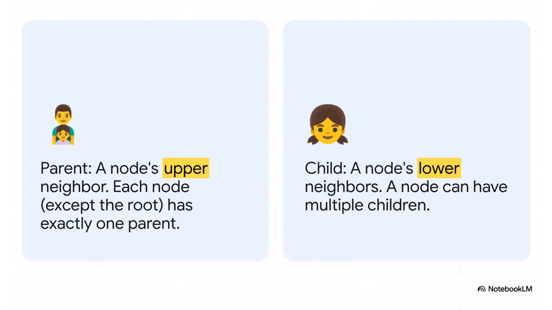And once you have that root, you get this whole new vocabulary to talk about the tree. The node right above you, that's your parent. The ones below, those are your children. Here's a simple rule. Every single node has exactly one parent, except for the big boss, the root, which of course has none. This is the language we'll use to navigate the tree from now on.